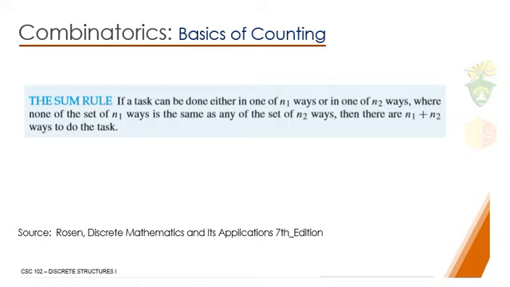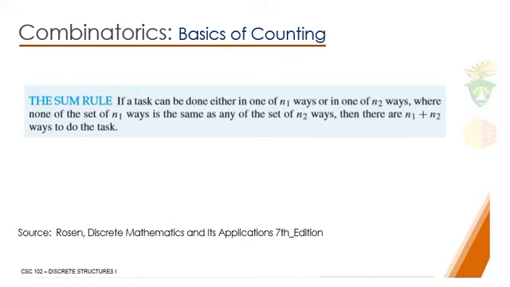So, for the sum rule, it states that if a task can be done either in one of n sub 1 ways or in one of n sub 2 ways, where none of the set of n sub 1 ways is the same as any of the set of n sub 2 ways, then there are n sub 1 plus n sub 2 ways to do the task. So since they are all different, you just add them to compute the total number of ways to do a certain task. It is that simple.